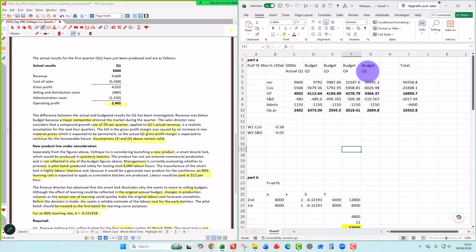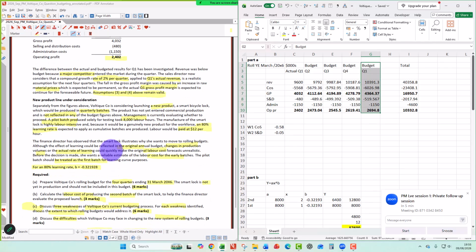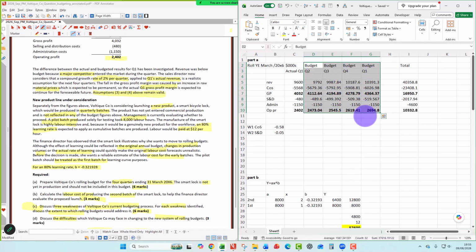Another question was about adding in Q1. Often students forget, they just do the 3 quarters to the end of the year. Always remember, with a rolling budget, it has that number of periods ahead. So this one, it told us that they're looking at a rolling budget for the next 4 quarters. Make sure you include the next 4 quarters. If you leave this one off, you will get fewer marks.